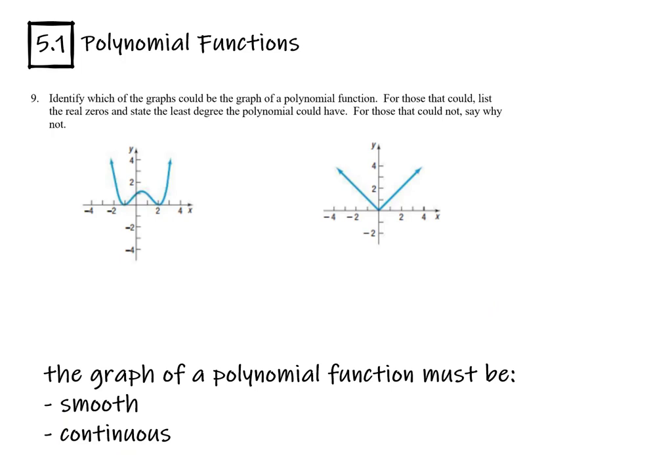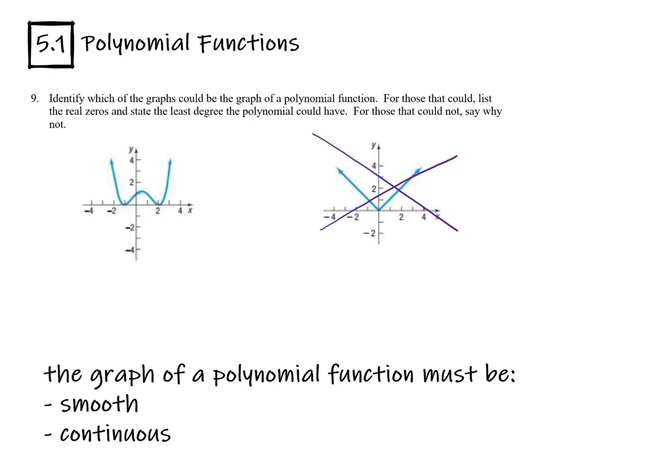Number 9 says to identify which of the graphs could be the graph of a polynomial function. So this leads us to the last property I'm going to talk about today, which is the fact that the graph of a polynomial function must be smooth and continuous. By smooth, I mean it has no corners. So this graph is not possible. It's not possible to have written that with a polynomial function because you can see it has that really sharp corner right there at the origin.